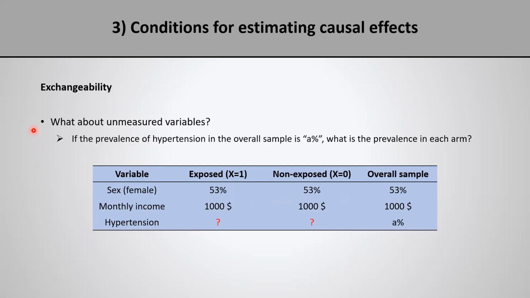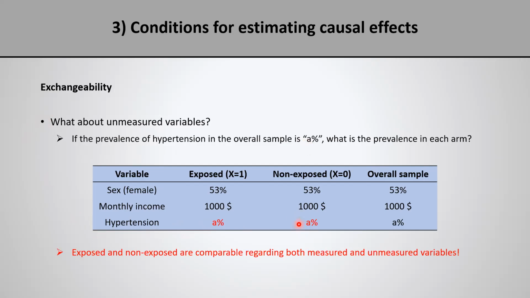So let us try to expand this reasoning a little bit further. What about unmeasured variables? Let's say that we are interested in thinking about hypertension, but let's say we did not measure hypertension in our sample. So let us just say a generic number, say 8%, just a placeholder here for the unknown prevalence of hypertension in our sample. What can we say about the prevalence of hypertension in each study arm? That is, what will be the prevalence of hypertension in the exposed group and in the non-exposed group? It will be, of course, 8% in both, following the same logic we discussed before with regards to sex and monthly income, because the two groups are perfectly comparable with regards to any variable, regardless of whether they were measured or unmeasured.